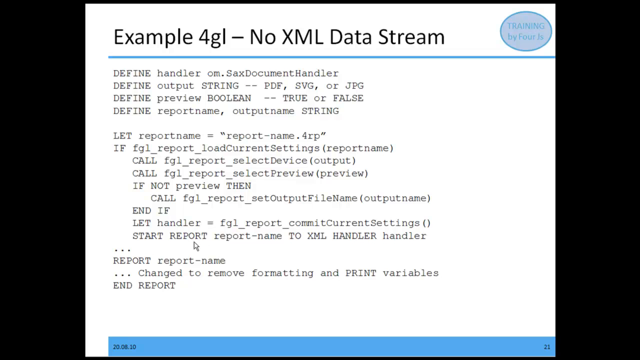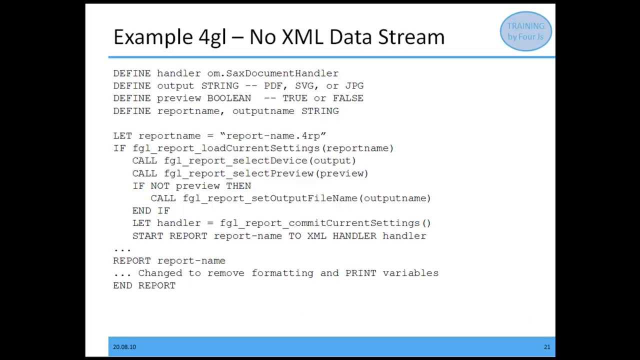In our start report statement, we're going to start the report to the XML handler and pass in our handler variable. This is going to allow us to then have a data view that we can bring into our report design, our 4RP file. And then in the report block itself, we do need to do the modifications that we discussed in the earlier videos. We need to remove our formatting, and we need to just send the print of variables across.